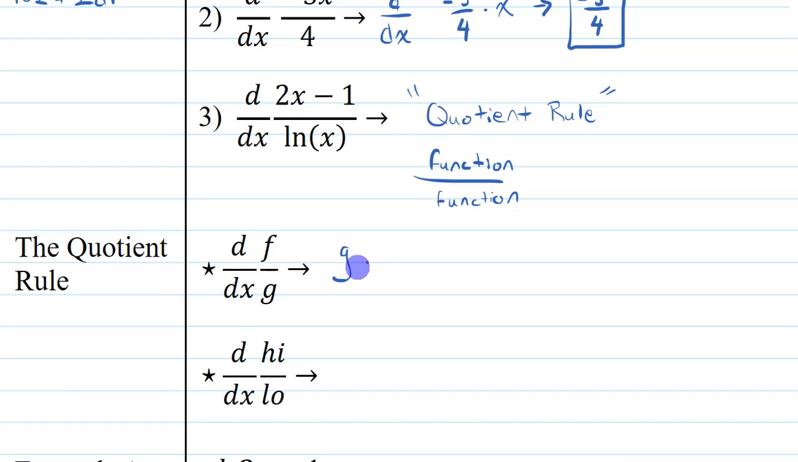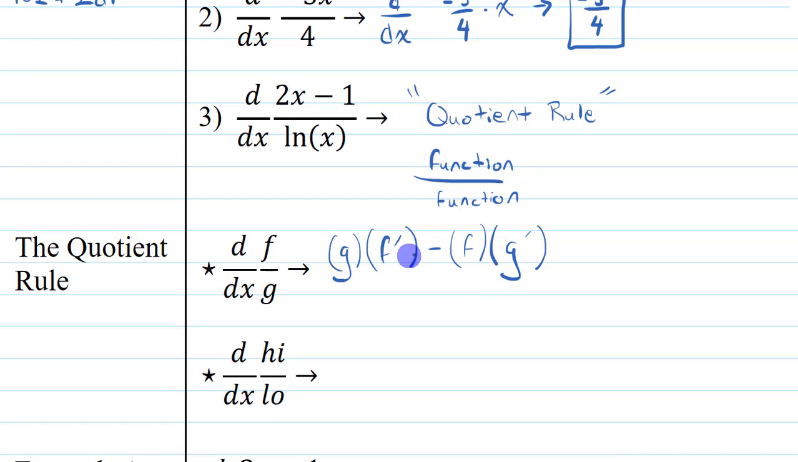So this is going to be g. It's actually g for this one, yeah. But good, thank you for making me check. g times f prime minus f times g prime. Why is it g times f prime first?